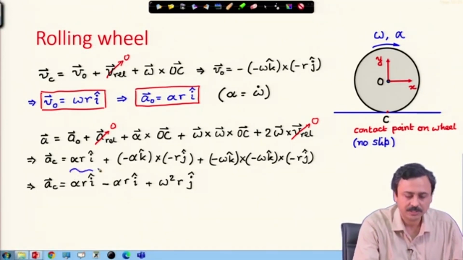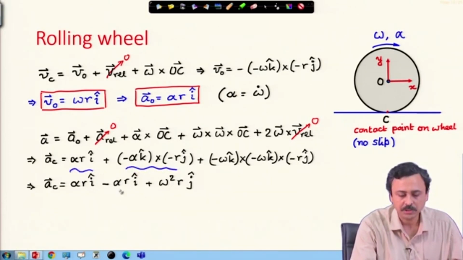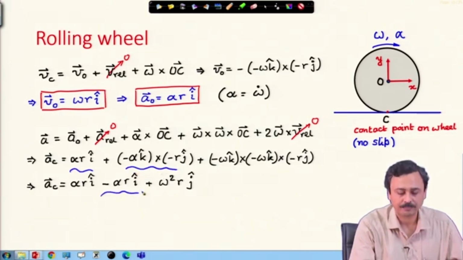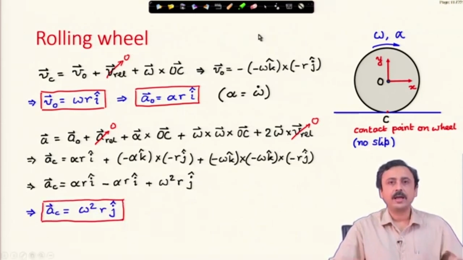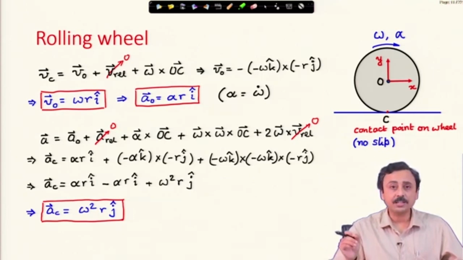you see this first term is alpha r I cap. Now, here this also generates minus alpha r I cap, as you can check easily. Therefore, these two terms cancel out. What we are left with is acceleration of point C is omega square r j cap, which means the point C has an acceleration which is vertically upwards.